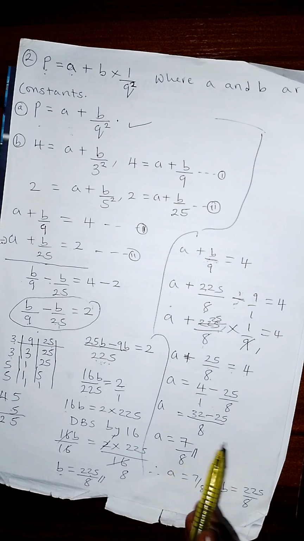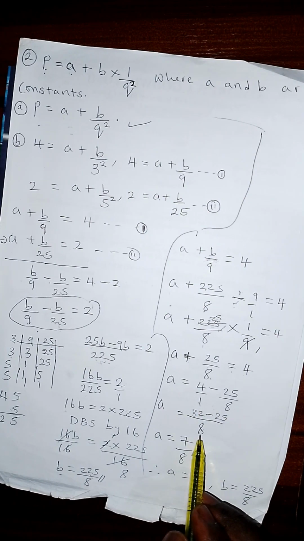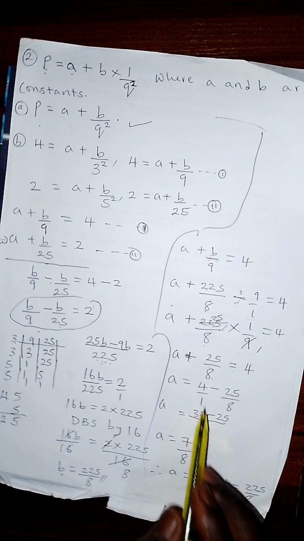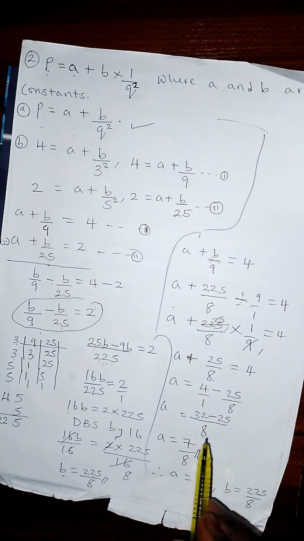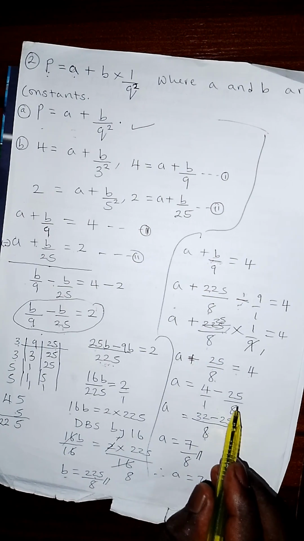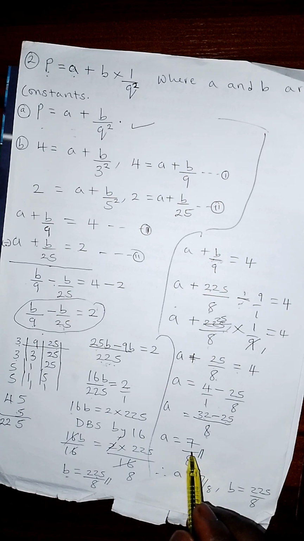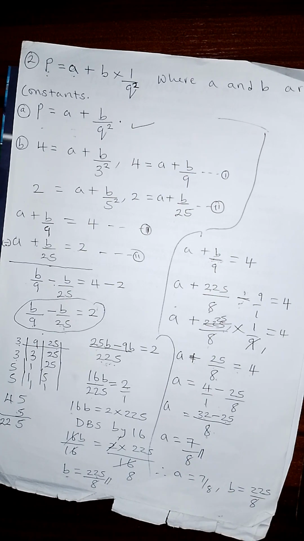At the end of the day, I found the LCM 8, 1 in 8, that's 8. 8 times 4, that's 32. 8 in 8, that's 1. And then 1 times 25, that's 25. 32 minus 25, you have 7, then over 8. So I've gotten my A, and then I've also gotten my B, and that makes it fantastic. But that's not what we are told to do.